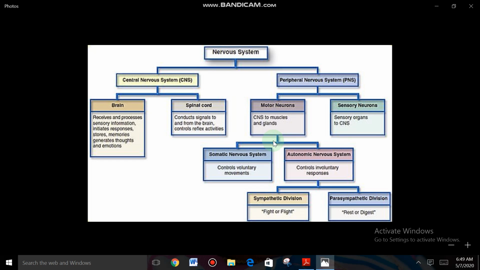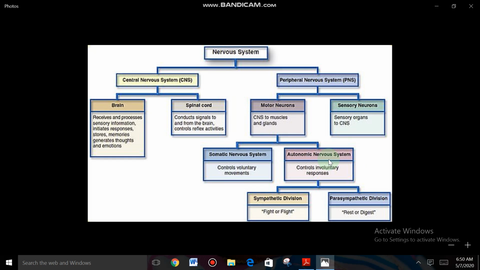The peripheral nervous system is majorly divided into two different types of components, that is the somatic nervous system and the autonomic nervous system, SNS and ANS. The somatic nervous system controls all the voluntary movements; all the voluntary body parts are under the control of the SNS, and all the involuntary body parts are under the control of the ANS. So which type of nervous system controls involuntary movements in the body? That is the autonomic nervous system, ANS, right?